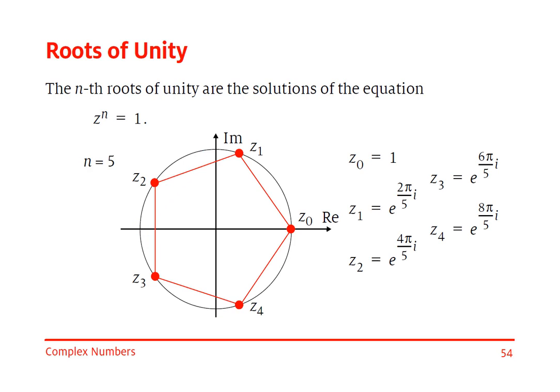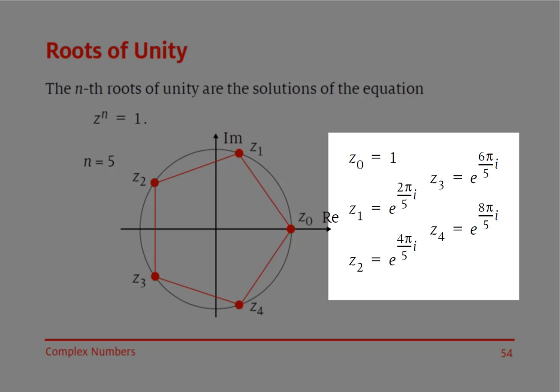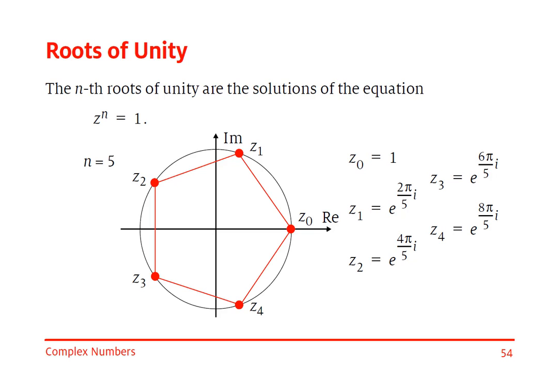For n equals 5, we have 5 solutions. z0 is 1, and z1, z2, z3, z4 lie on a circle with radius 1, centered in the origin, and they form a regular pentagon.